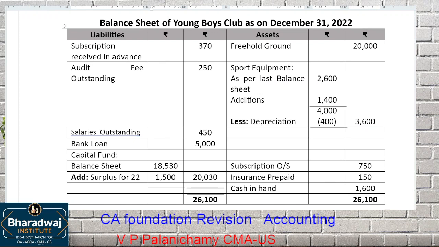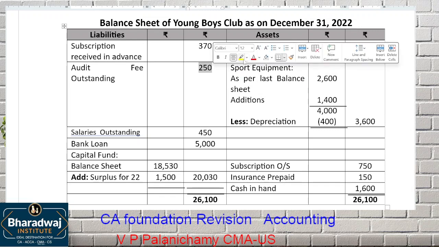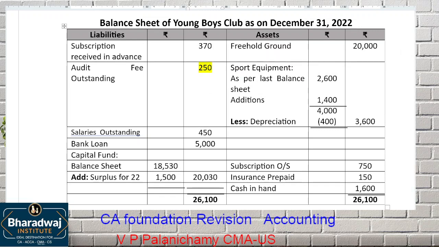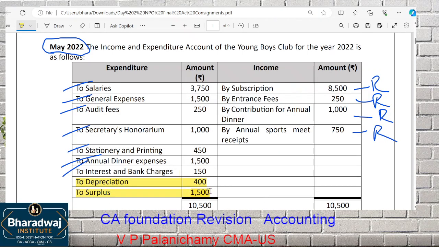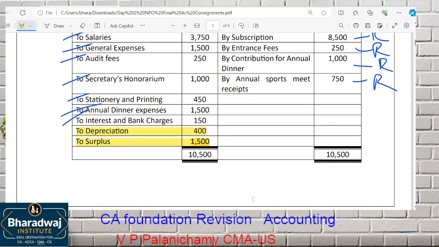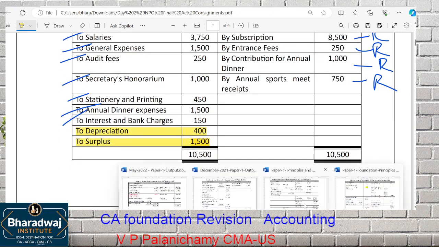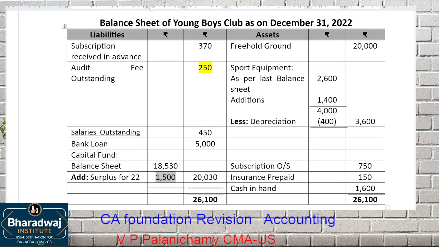Check the balance sheet. Subscription advance, audit fees for the current year it is outstanding. This is current year amount outstanding. Salary outstanding, that is current year outstanding. Bank loan yet to be paid. What is the surplus given? This 1500 will be added with capital fund in the balance sheet. Surplus 1500 we have added.